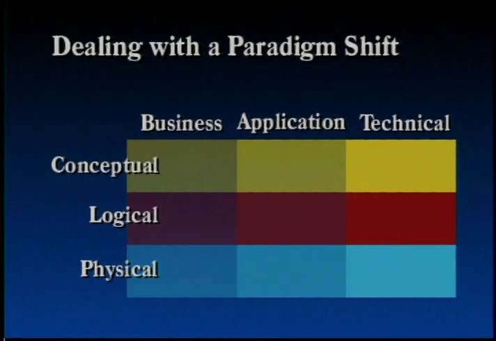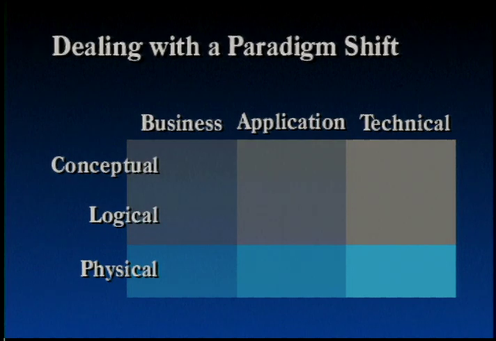And it's the fact that this shift has so far only happened every 20 years that has made it so difficult for us to be prepared for dealing with it. Now here we see the obligatory 3x3 matrix. And this 3x3 matrix really demonstrates the dimensions of dealing with this conceptual problem.